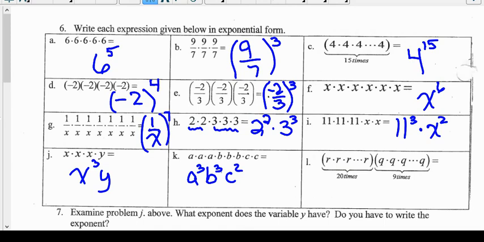Okay, last one. r used as a multiplication over and over factor. Oops, I'm so sorry, 20 times. And q 9 times. Okay.